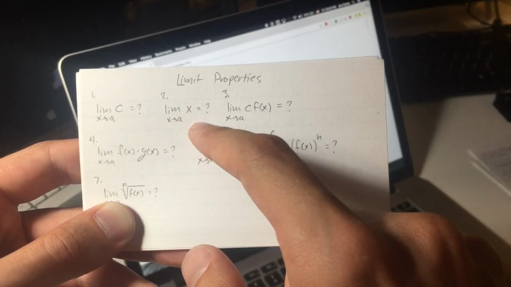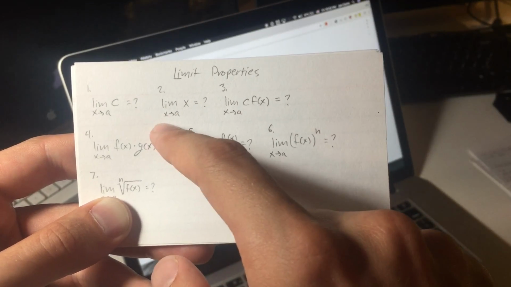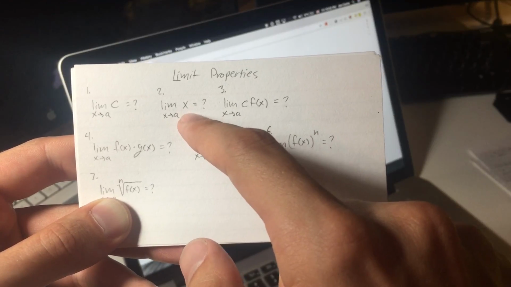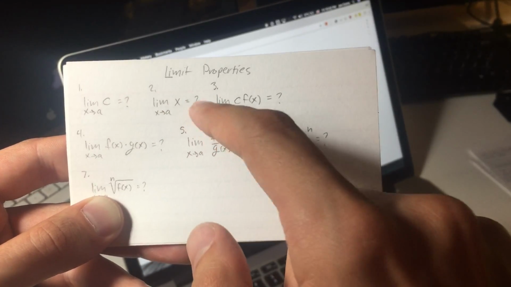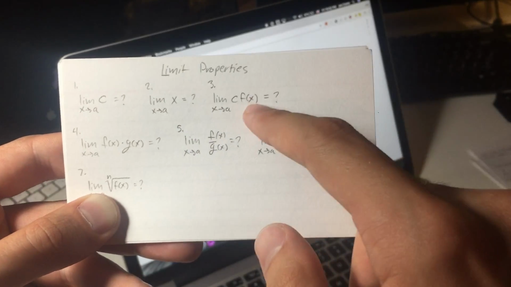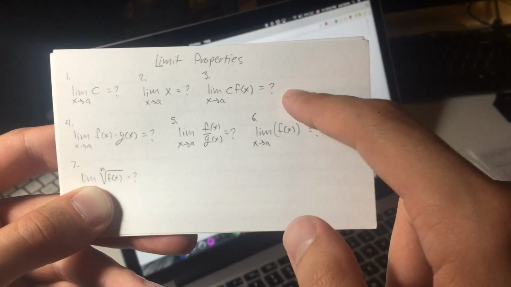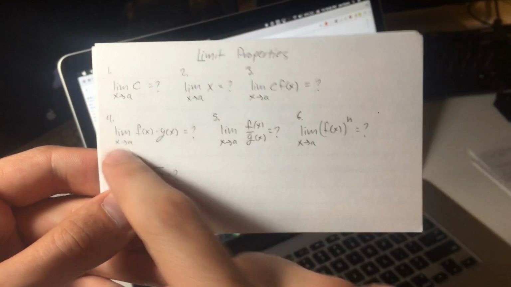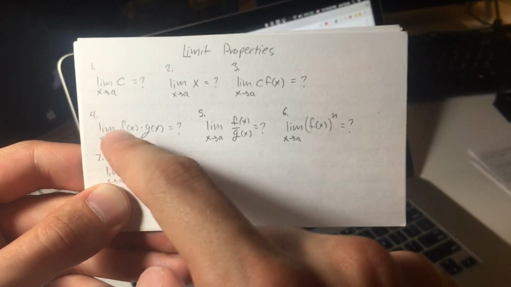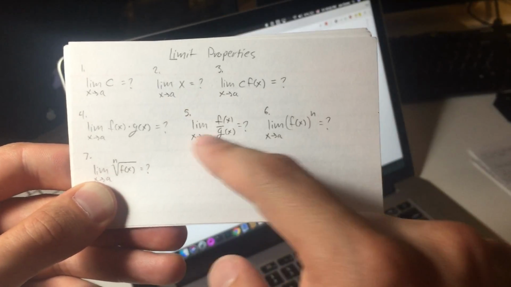The limit as x approaches a of x, well, I can make x really close to a down here, and what's going to happen to x? It's going to get really close to a, and so we're going to say that the limit here is a. Over here, the limit of a constant times a function is the same as the constant times the limit of the function. You can just move the constant out front. The limit of a product of two functions is the product of the limits of the two functions, provided they both exist. That's the same thing here.